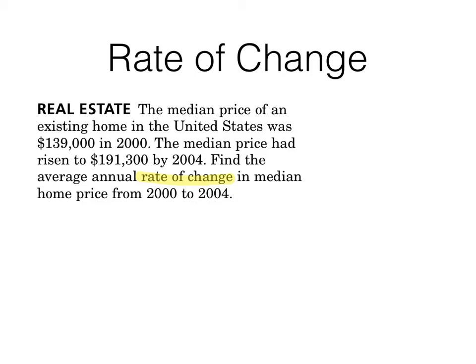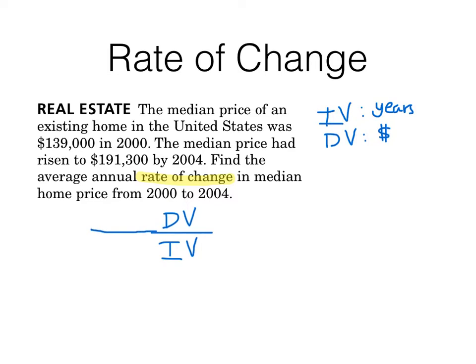So the first thing I want to do is identify my independent and dependent variables. That's going to be my most important first step. So let's do that first. We have independent variable and dependent variable. Well, the independent variable here is the time in years, and the dependent variable is the cost of the houses. So that means that I'm looking for the change in my dependent variable on top and my independent variable on the bottom. So we can use the word change.